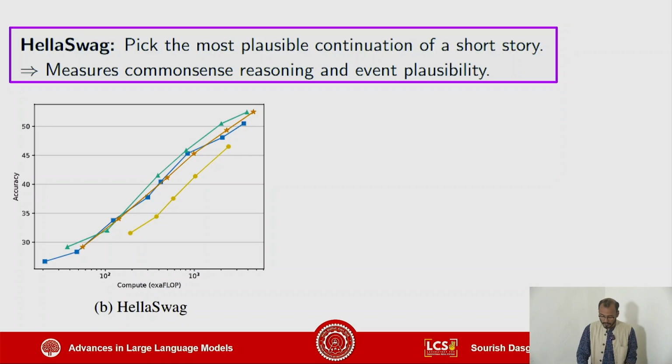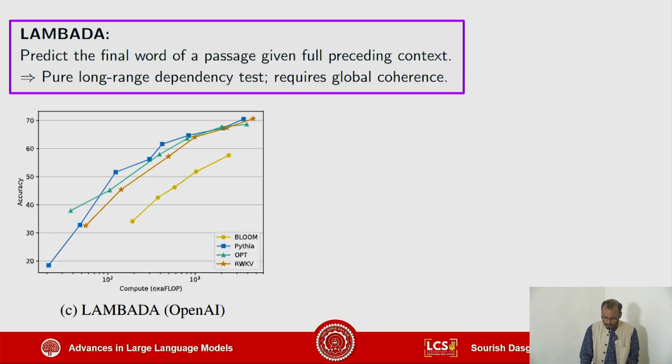Swag, again, is very comparable to the best ones. Swag is basically where you have to pick the most plausible continuation of a short story. So it measures common sense reasoning and event plausibility, in terms of perplexity and all. So again, you see that the accuracy is better.